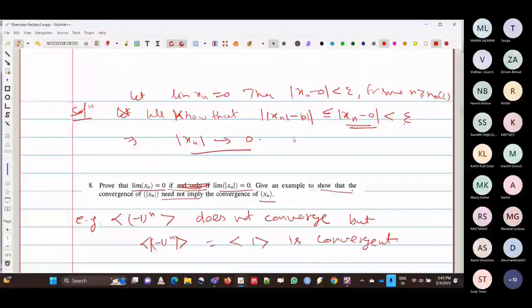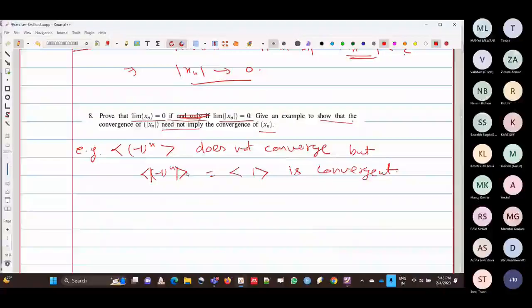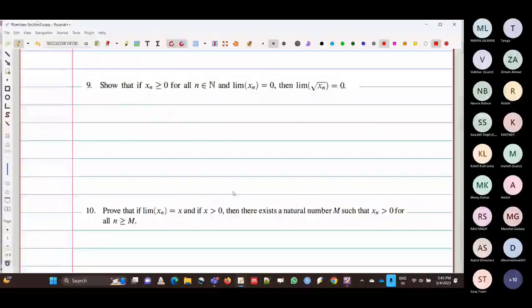So we got this example, that if this absolute value is converging, then it need not imply that the original sequence is also convergent. So next, question number 9. So we have a sequence with all non-negative terms. Here xn is greater than or equals to 0 for all n. And this is given, then we need to prove this.